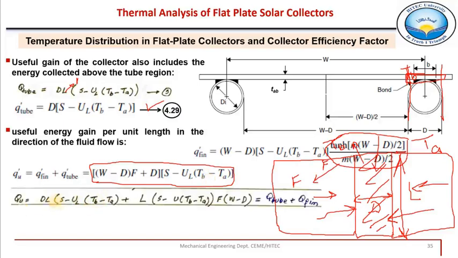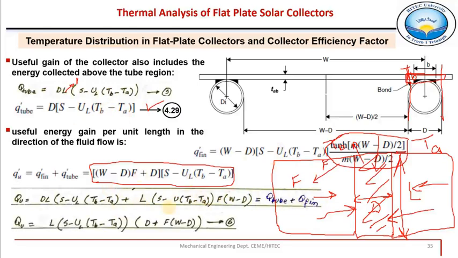So the total heat gain for the whole length is now given as d into L, so Q of tube plus Q of fin. This tube portion plus fin portion is added for the whole length. In the next step, this portion S minus U into Tb minus Ta is common in both of these terms, so that is taken out, right? And L is also common in both of these terms, that is also written separately. Inside, what is left is d plus f into w minus d, right? So that is the same equation which is written here.